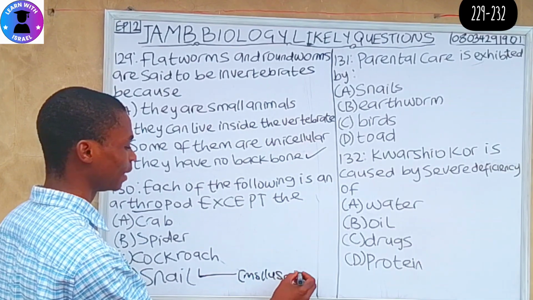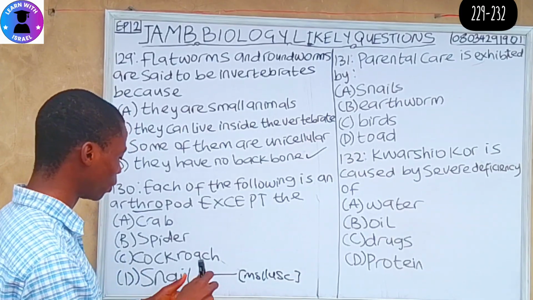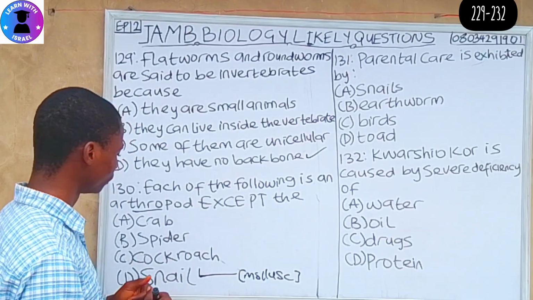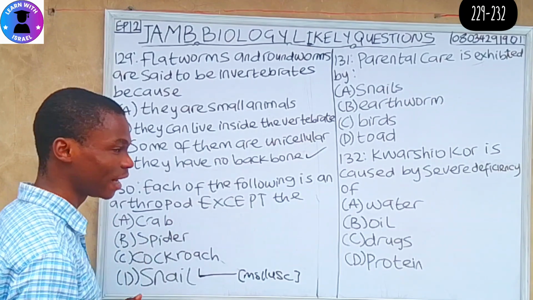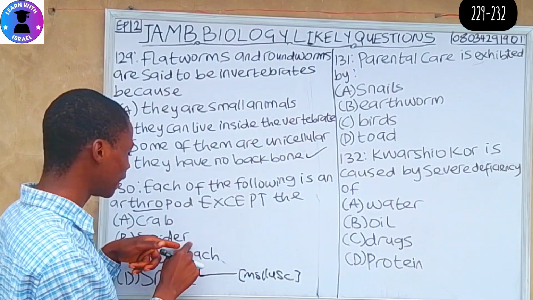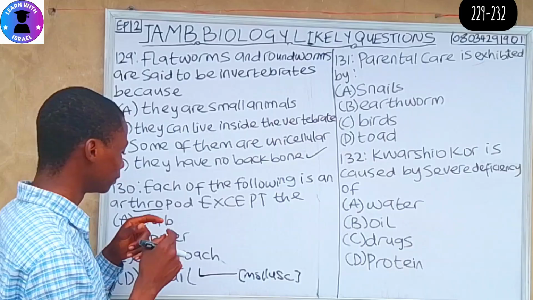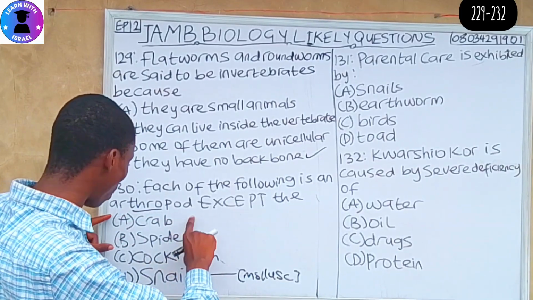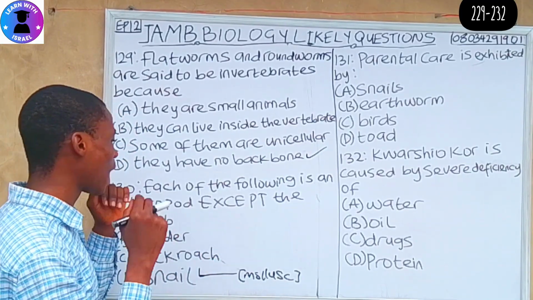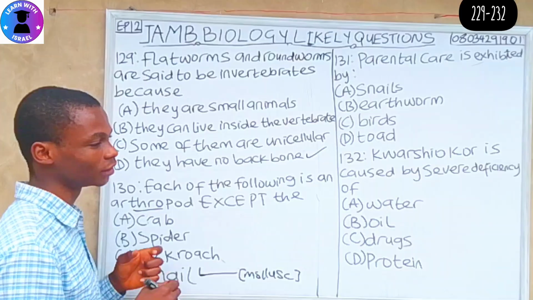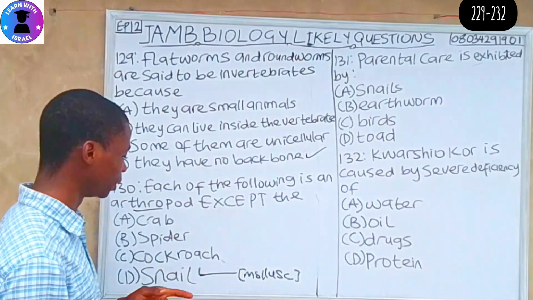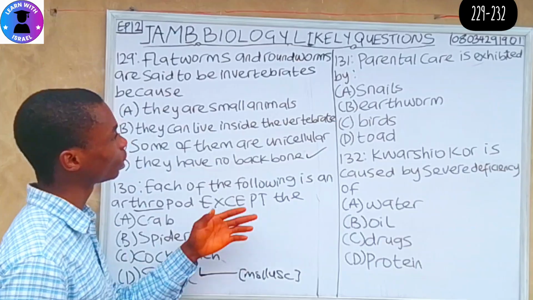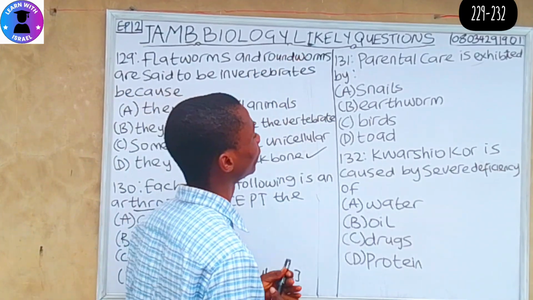As I said earlier, snail is classified under mollusk. And I said earlier that crab is under crustacean and spider is under arachnid. But all these three are still under arthropods because they possess an exoskeleton and are chitinous in nature, including cockroach. So guys, let's move to question 131.